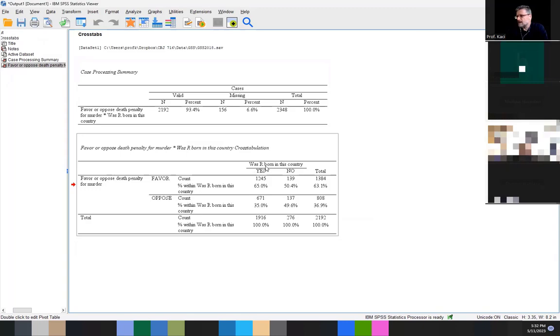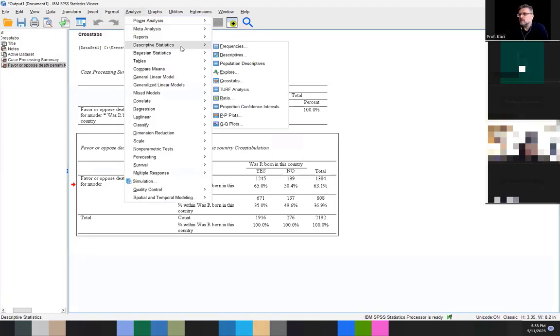So what's going on here? We have the column variable, respondent born in this country, yes or no. So 1,916 people were born in this country, from the sample of 2192, and 276 were not born in this country. Now, within the row, we have favor or oppose death penalty for murder. So 1,384 favored death penalty for murder, and 808 people opposed.